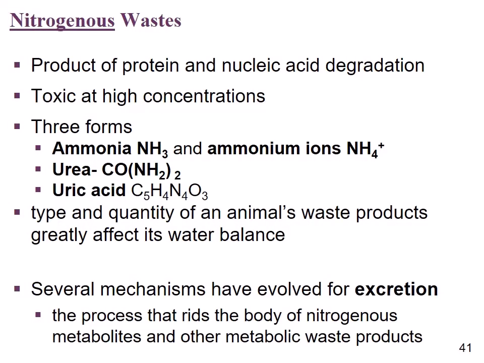So different animals produce different nitrogenous wastes. Nitrogenous wastes are going to be produced by all kinds of animals though, because they're a product of protein and nucleic acid breakdown. Nitrogenous wastes are a bad deal because they're toxic at high concentrations. There's 3 forms. You could argue it's really kind of 4, but we lump ammonia and ammonium together, and then we have urea and uric acid. The type and quantity of an animal's waste products are going to greatly affect their water balance, and there's several mechanisms that have evolved for excretion, which is the process that rids the body of nitrogenous metabolites and other metabolic waste products.